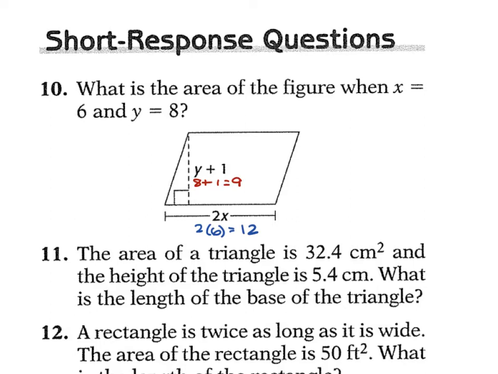The area of this parallelogram is just your base times your height. So that means that we are going to have 9 times 12. And 9 times 12 is 108. So it's 108 units squared.